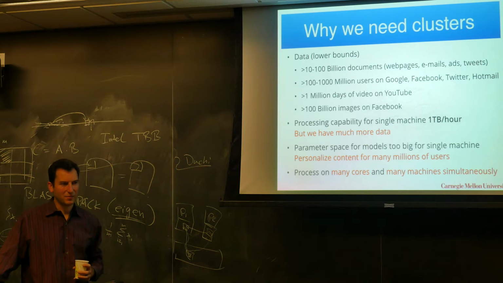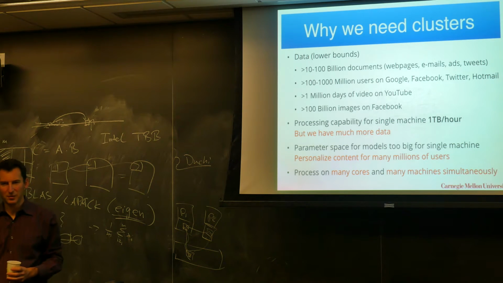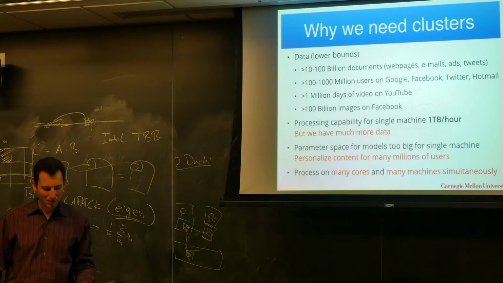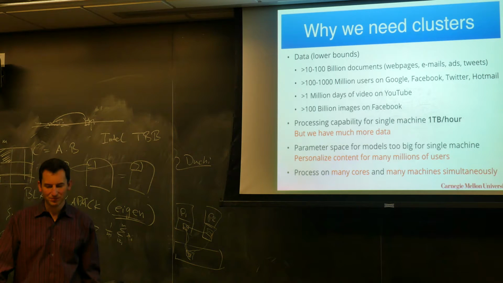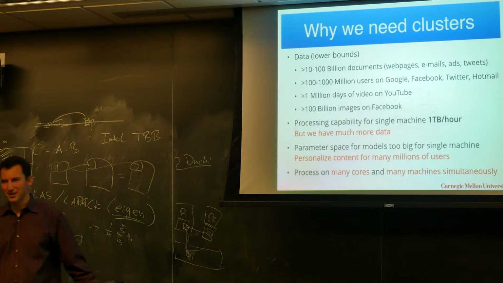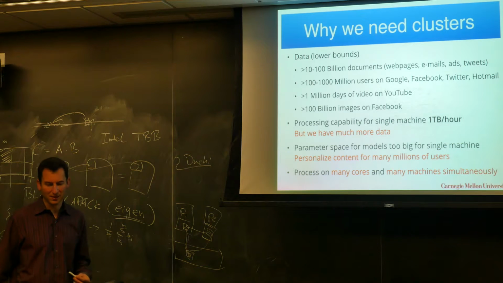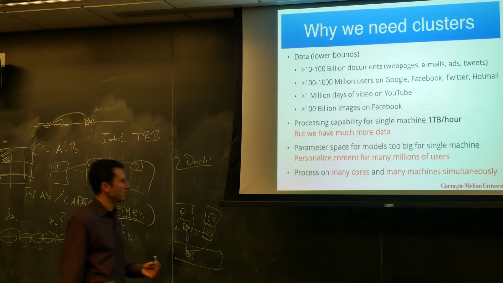But realistically, I probably can't process more than a terabyte per machine per hour. As a matter of fact, if I process a terabyte per machine per hour, my code is already pretty good, right? But since we have a lot more data and I need results within hours as opposed to within weeks, I need to write something that's multi-machine.